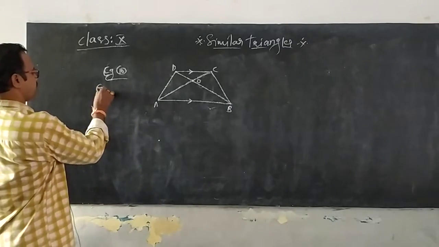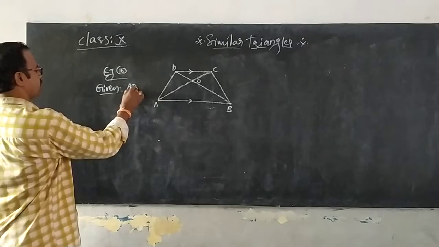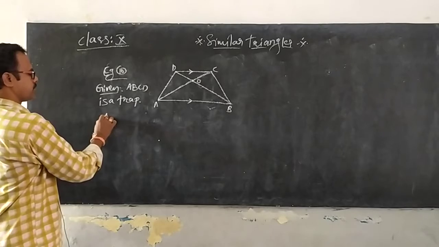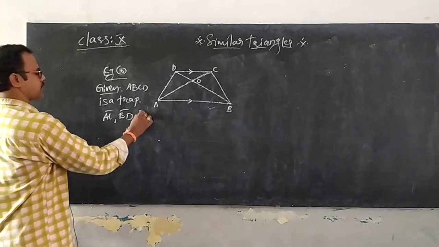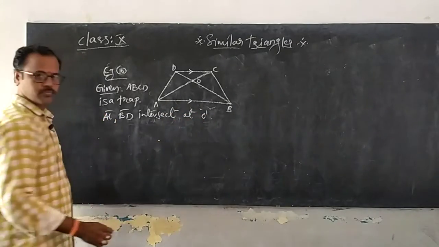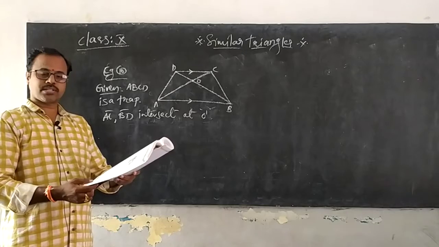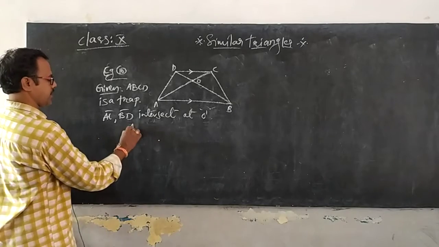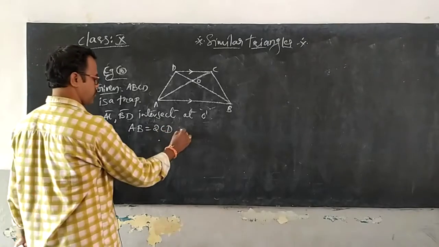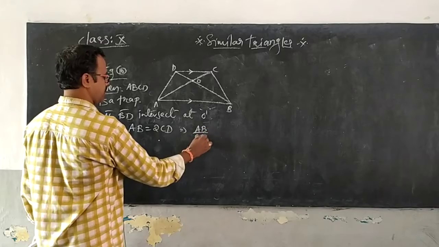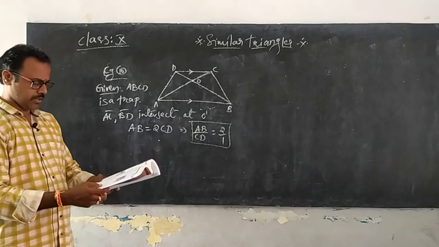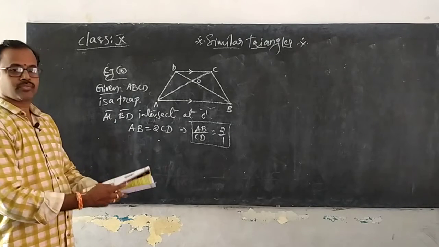Okay, right. Given ABCD is a trapezium, line segments AC and BD intersect at O. After that what is given there? It is given AB is equal to 2CD. Observe carefully. AB is equal to 2CD. So you can write AB by CD is equal to 2 by 1. Okay, right.